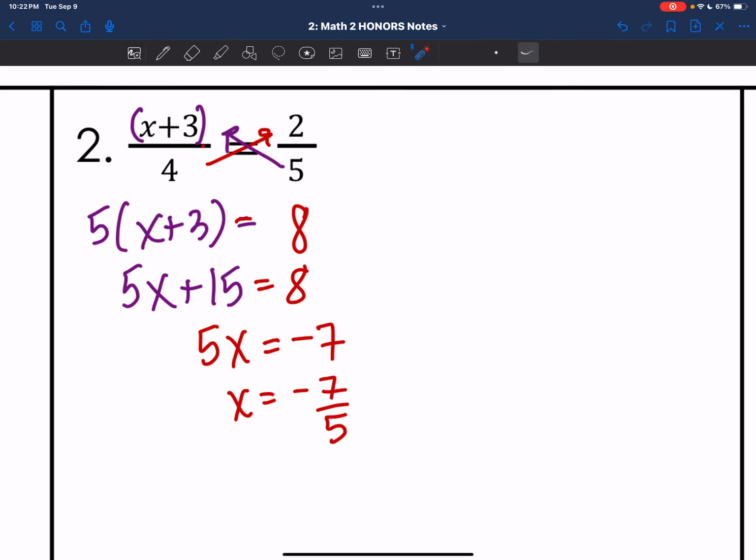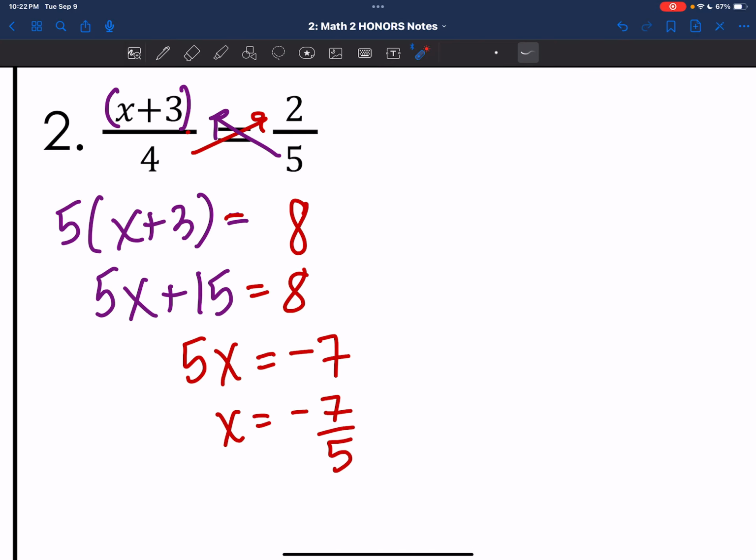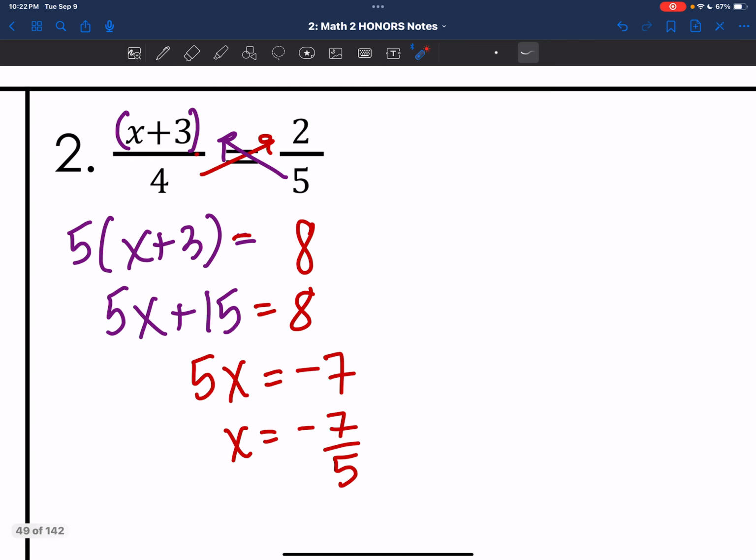Alright, this one, be careful, because if you notice, you have x plus 3 in the numerator. So when we solve it, we're going to go 4 times 2, which is 8. But when you're going this way, make sure it's 5 times the whole numerator. Very important. And then distribute, and you get 5x plus 15 equals 8. Subtract 15, divide by 5. You'll get x equals negative 7/5.